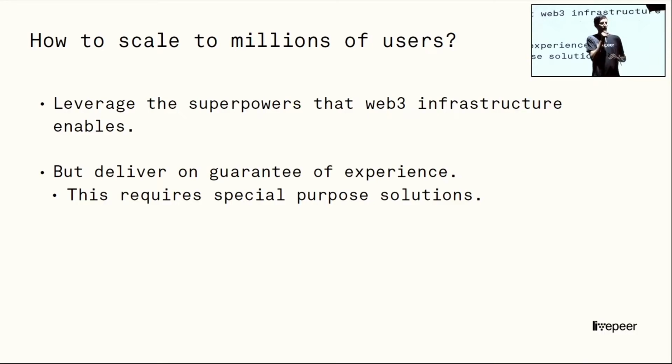So how do we do that? How do we scale to millions of users this year on rich social killer applications? I think that we need to leverage the superpowers that Web3 offers that I've highlighted before. That guarantee of data portability, that guarantee of ownership, that guarantee of verifiability, that open access. But we also have to deliver on the guarantee of experience piece, and this requires building special purpose solutions for special purpose use cases to ensure that users' and application developers' needs are met.